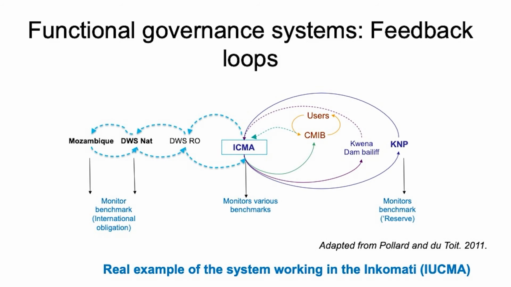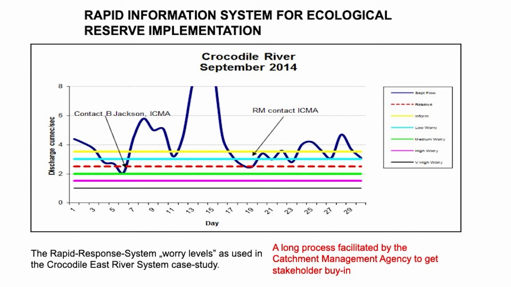So the IUCMA, the catchment management agency, is centered around them, but these are all your important stakeholders in the process of making sure that mineral requirements are met within the river. So KNP is there, the Queen Dam on the Crocodile River, your irrigation board, the Department of Water and Sanitation, local, national, and Mozambique, because communication between all these stakeholders all the time is vital and critical to make this happen. Again, to build those relationships took a very, very long time.